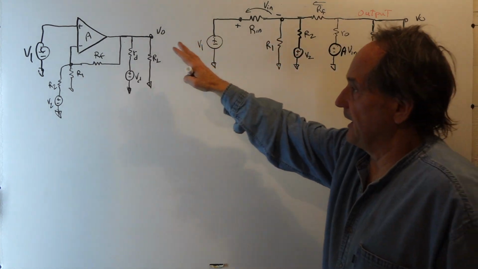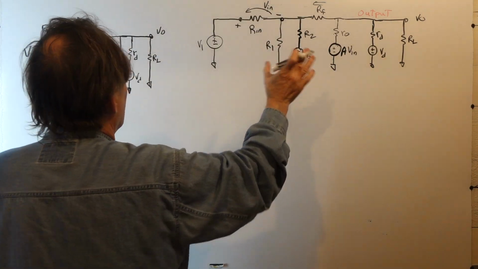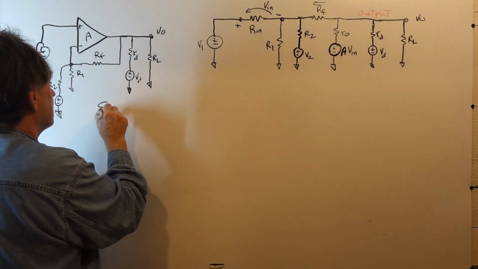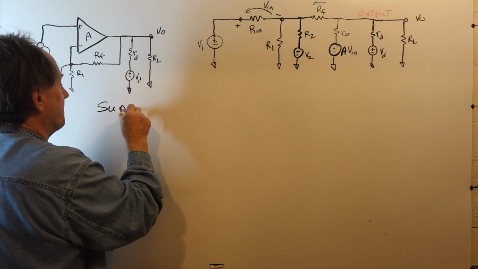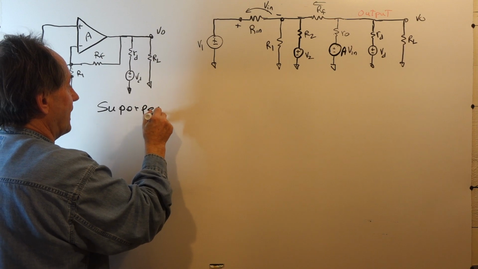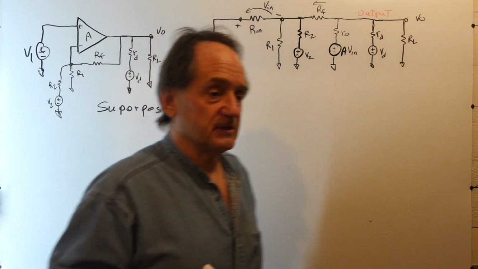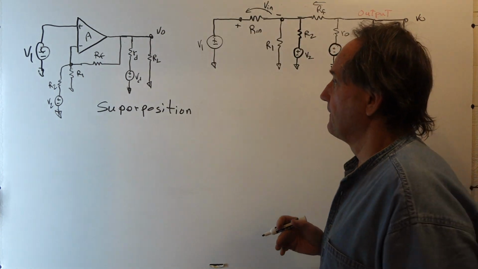This is the network that we started with. We're now going to solve it using superposition. Superposition is a property of linear networks. In fact, it can be used as the definition of a linear network.